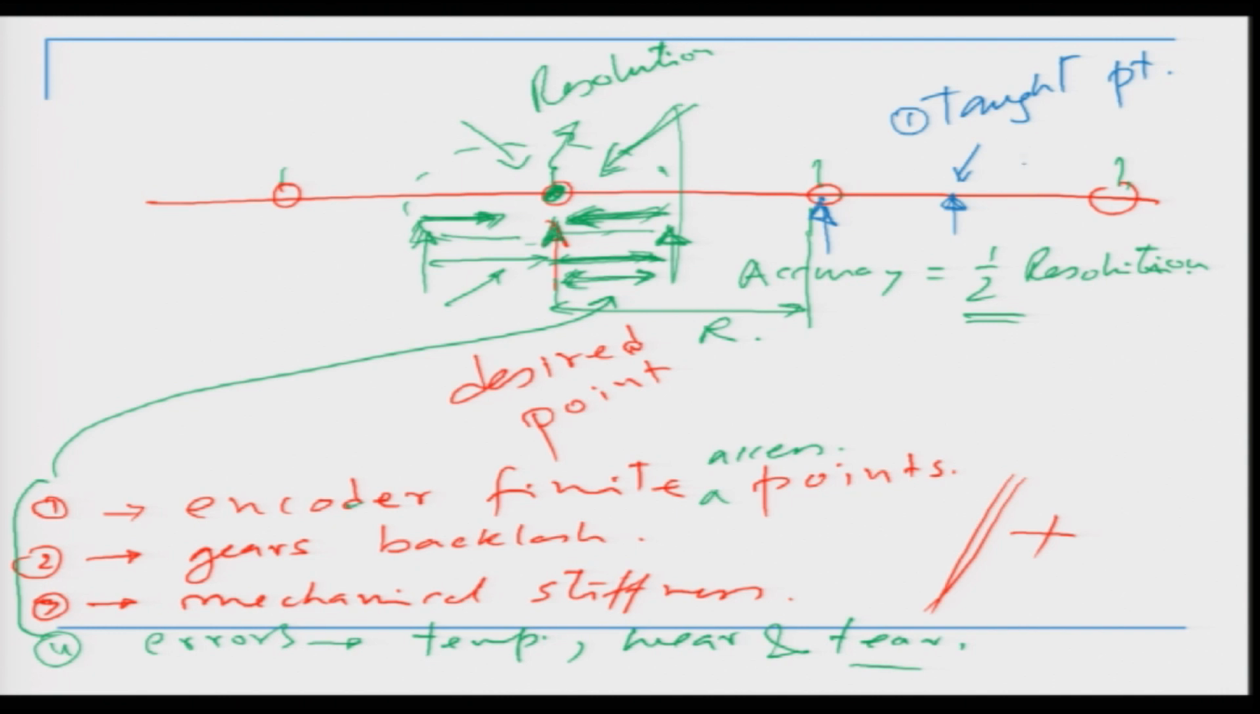Now the next time, if I wanted to repeatedly go to this point, what you will find is that it will not go here. It will go somewhere near here. Okay, it will go into some region which is near there. Why? Because the errors would depend on the direction in which it is going here now.